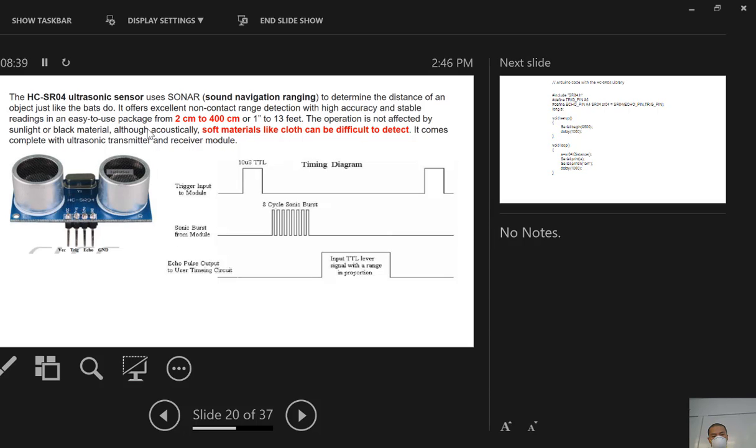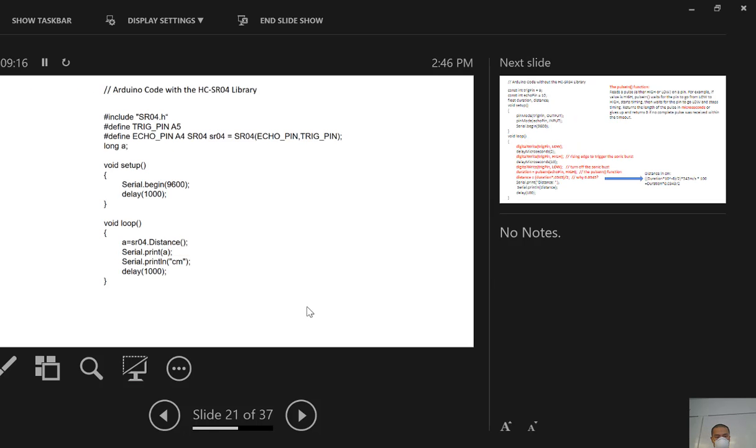And then the signal will be reflected and received by this receiver. The echo pulse output goes to the tuning circuit. So a pulse will be received and converted into a voltage pulse on this echo pin. We can use the Arduino to detect that, and then the duration will be calculated. Let's take a look at that code.